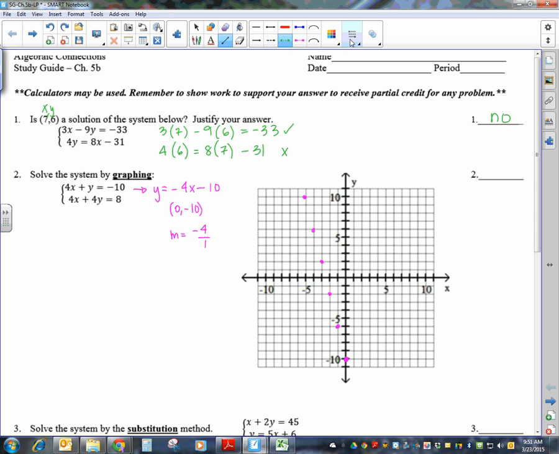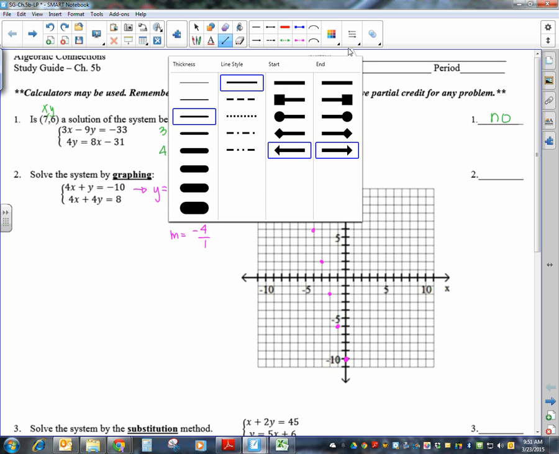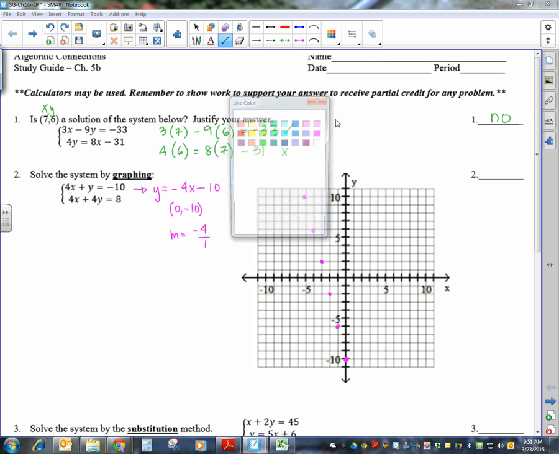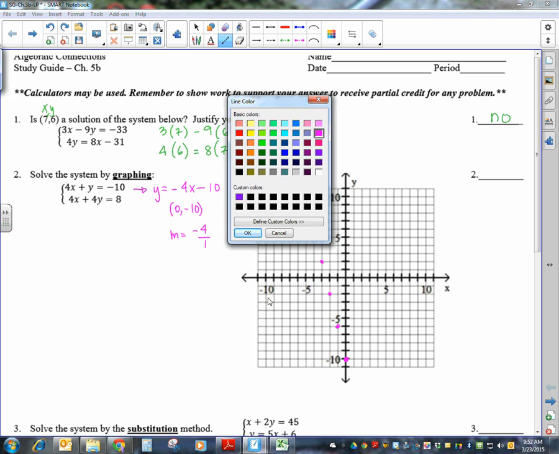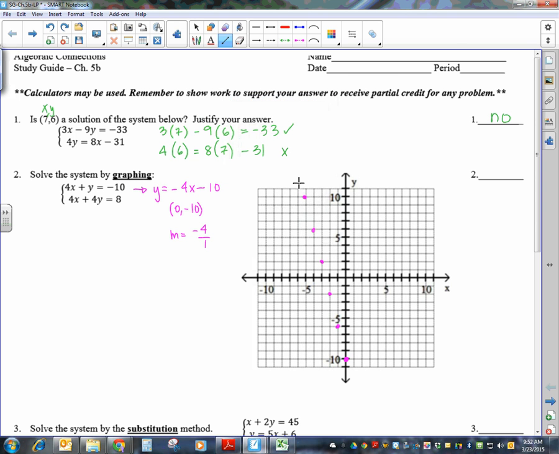I'll go ahead and use this one. No, let's go with this one. And put an arrow on both sides and make it match so that we can easily tell which line goes with what. And when I connect, it's going to look like this.